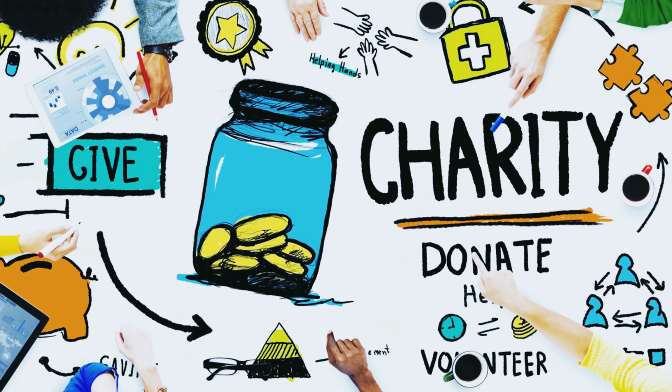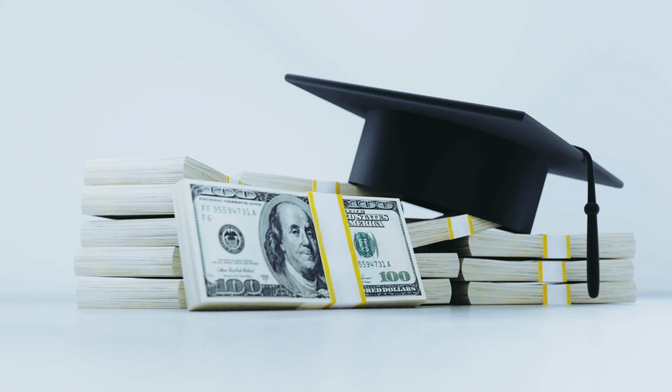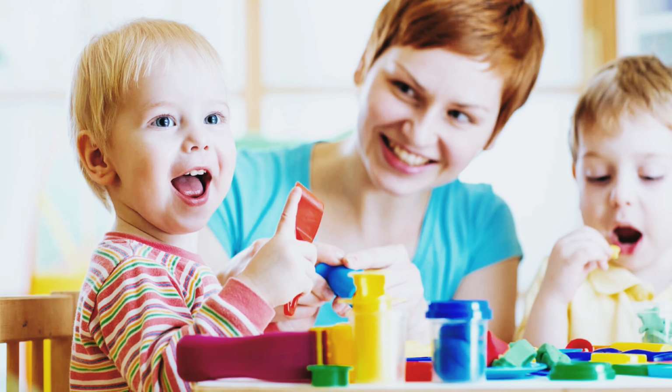And number 4 is head of household. This one's a little tricky. To qualify, you must have paid for more than half of the household expenses for the year, be unmarried, and have a qualifying child or dependent. So if you're a single parent or taking care of an ailing family member, you might qualify to file as head of household. The 5th status is qualifying widow or widower.